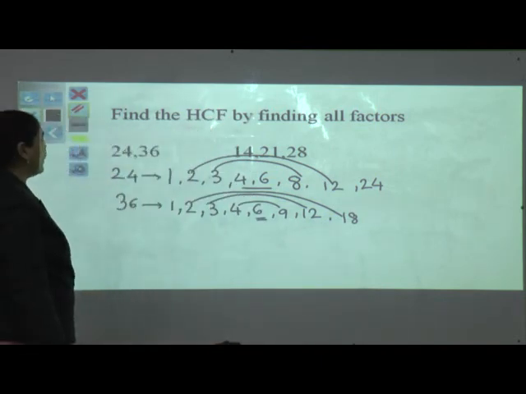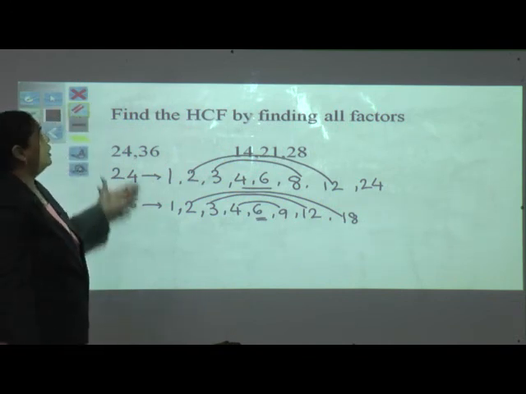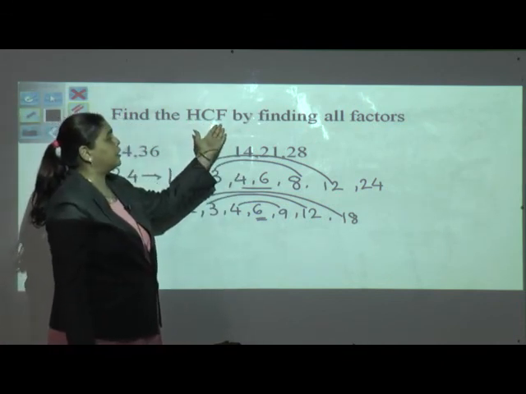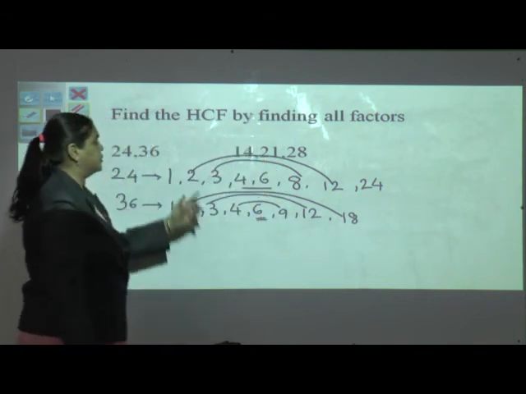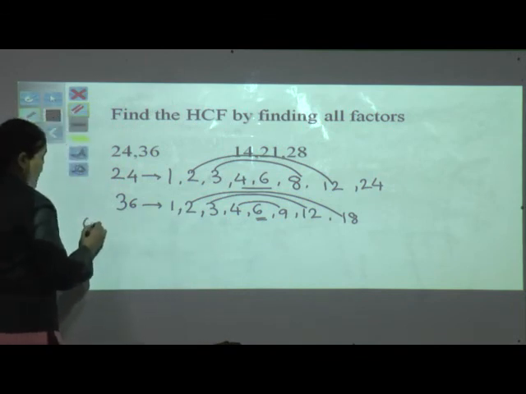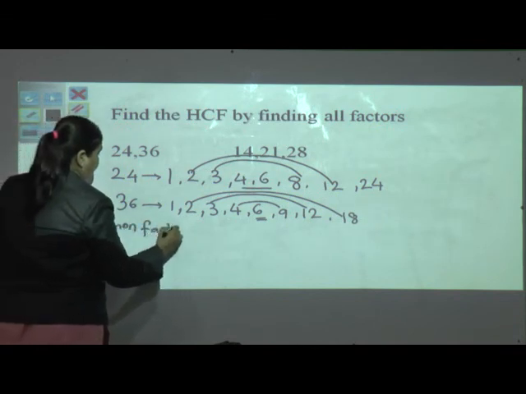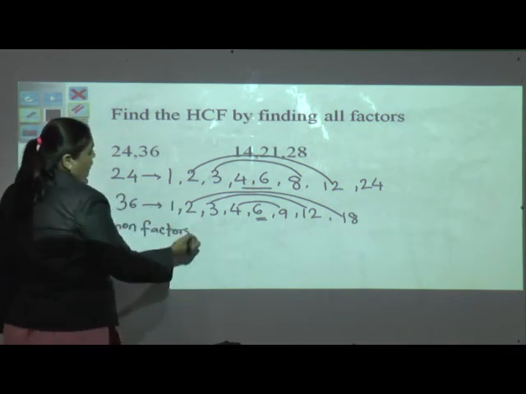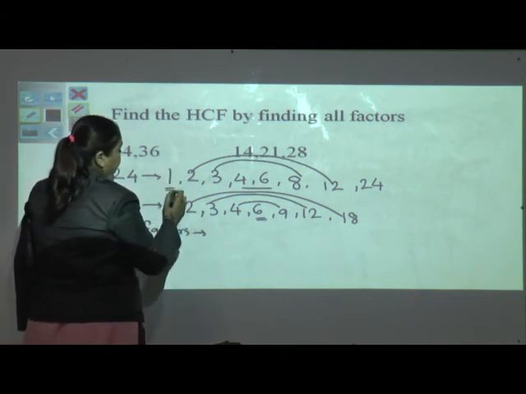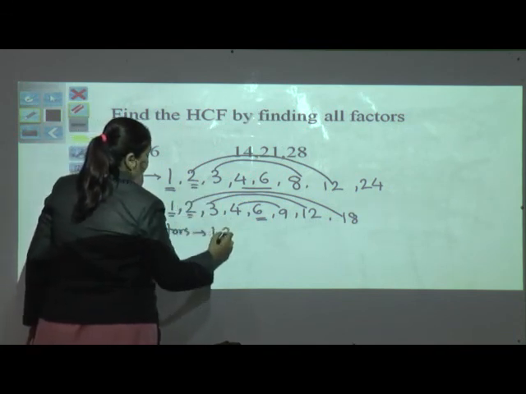We had found out the factors of 24 and 36. But my question is not that. I have to find the HCF, that is the highest common factor, by finding all factors. So I have to see which are common, so I can write them as common factors. What are the common factors? 1, I am having 1 here, I will just underline, so I will write 1. 2 is common, so I will write 2.